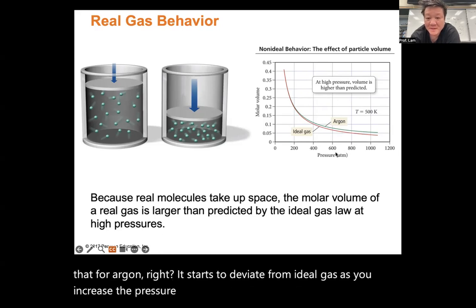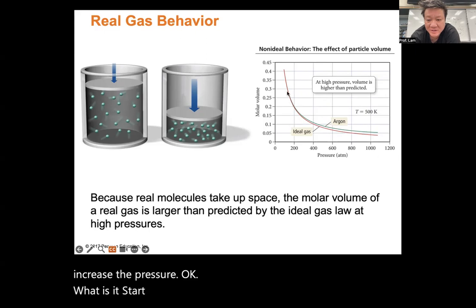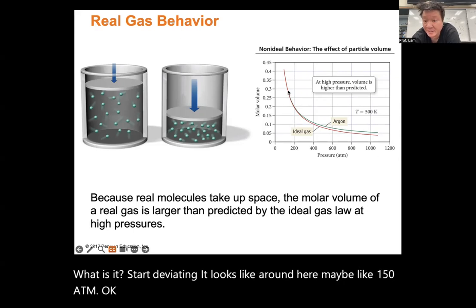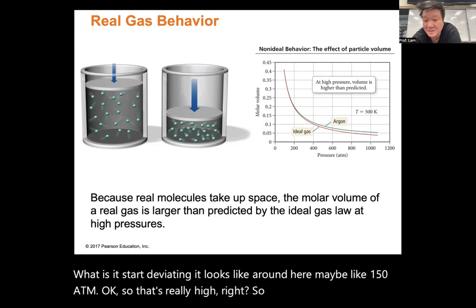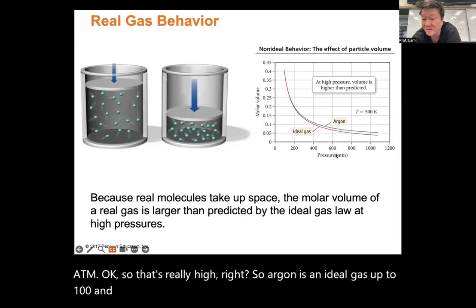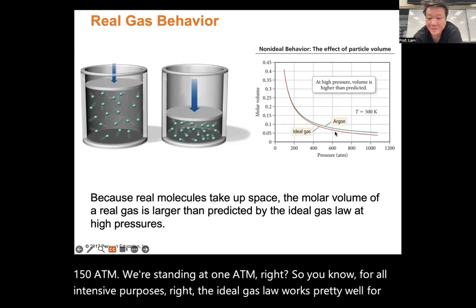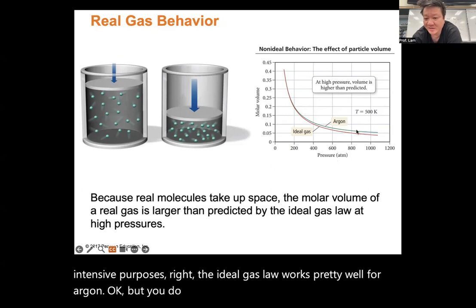Okay. So where does it start deviating? It looks like around here, maybe like 150 ATM. Okay. So that's really high, right? So argon is an ideal gas up to 150 ATM. We're standing at 1 ATM, right? So, you know, for all intents and purposes, right, the ideal gas law works pretty well for argon, okay? But you do see that it deviates, right, if pressure gets really, really high, okay?